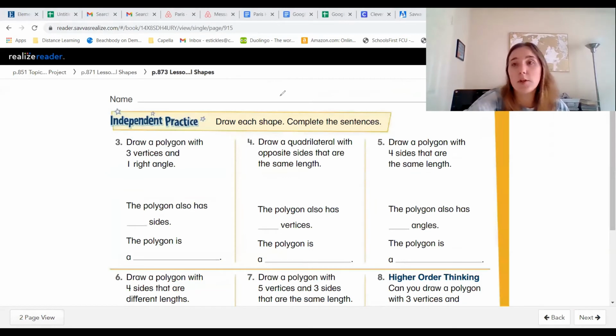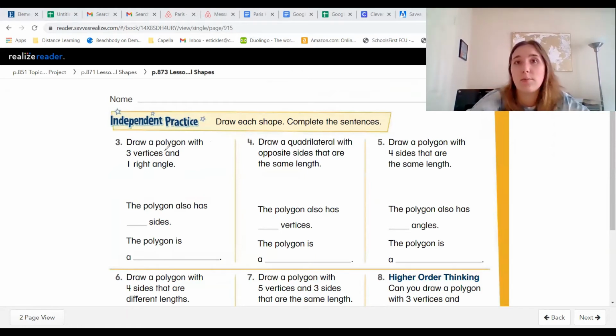So if we look at number 3, we're going to do the same thing. We're going to draw the shape and answer these questions. So it says draw a polygon with 3 vertices and 1 right angle. So our shape has to have 3 corners, but one of the corners has to make a right angle. So a 3-sided shape or 3-cornered shape would be a triangle, right? So we have to draw a triangle that has a right angle in the corner.